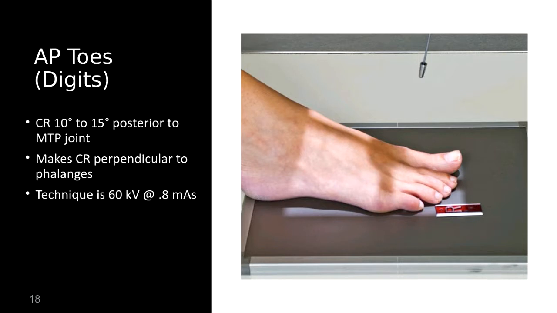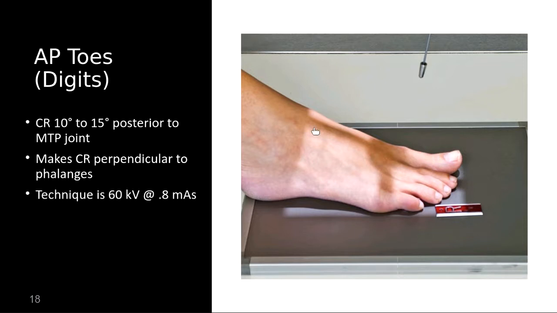We have a 45-degree oblique, but on some it's a medial oblique, some it's a lateral oblique, and we always have a lateral on the toes. Okay, and the marker gets placed above the digit just like it did with fingers. So for the AP toes or AP digits, notice on page 228, it says that your central ray is 10 to 15 degrees posterior to the metatarsal phalangeal joint. So you can see by the demonstration of the central ray, it is coming towards the heel, 10 to 15 degrees, or towards the calcaneus.